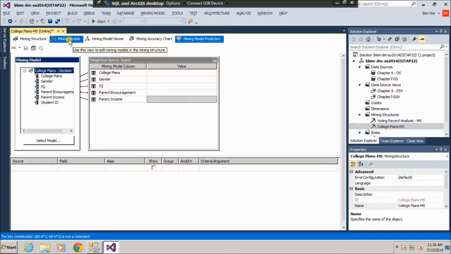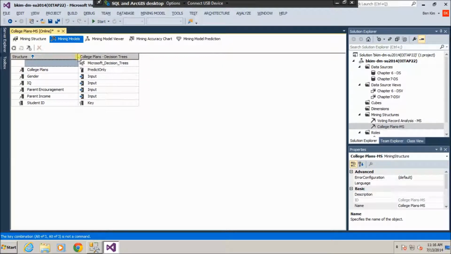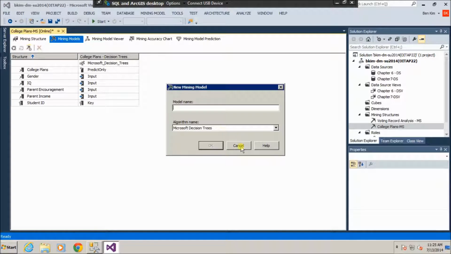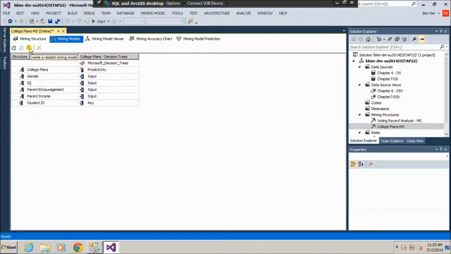Okay, so let's go to our mining models. Since we are going to use the same data, we don't need any separate structure. We can just add a new model within the same mining structure. To do that, find this icon. Can you see that? Let me show you again. If you move your cursor slowly, the third one from the left is create a related mining model. Okay, did you find it? Create a related mining model, the third one from the left. Click that.